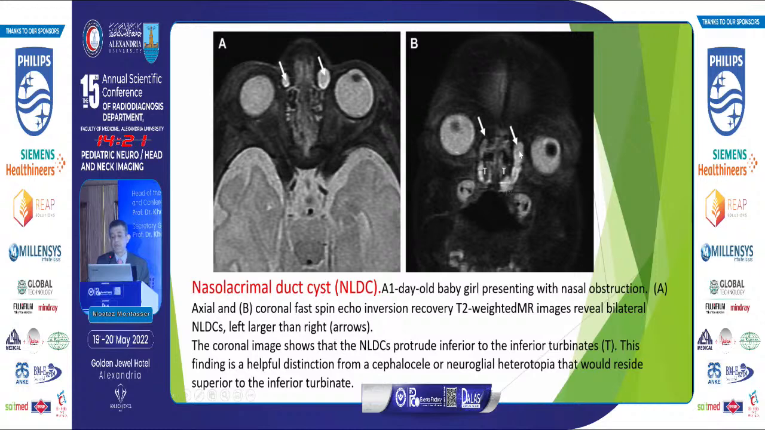And this point differentiates the nasolacrimal duct cyst from cephalocele or neuroglial heterotopia, which would reside superior to the inferior meatus.